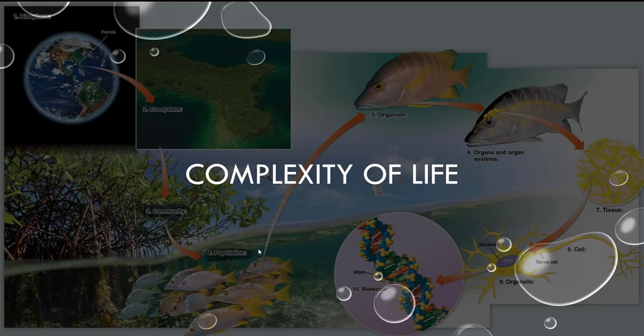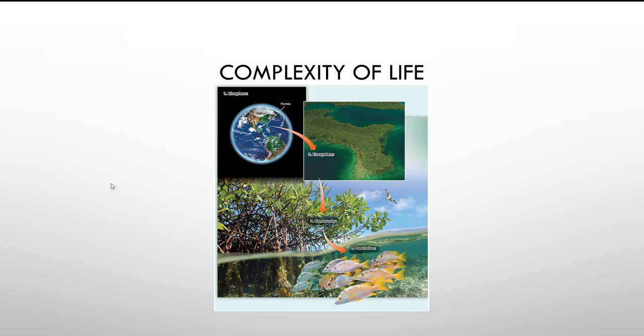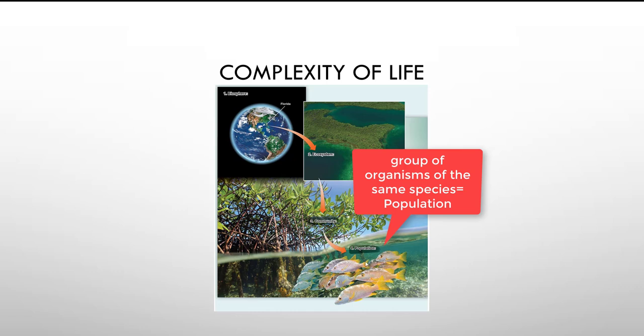So let's get into the complexity of life. So let's start out by looking at basically the organism. Here you can just see basically starting with our fish. Okay, so an individual organism, and then if we have our individual organism swimming with individuals of its same species, that forms the population level of life.